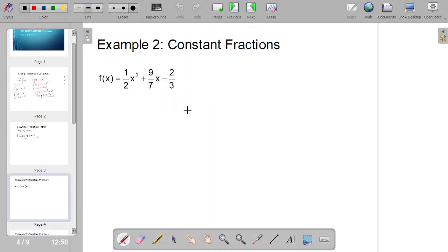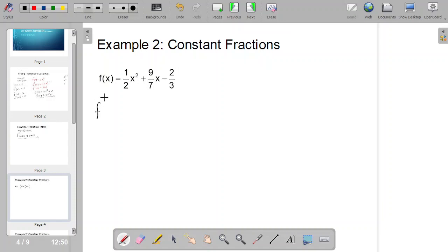The second example is when you have constants, but these constants are fractions. So if you look at the number in front of x squared, it's a half, a fraction. The number in front of x is 9/7, a fraction. And the constant is a fraction. So how do you deal with those cases?